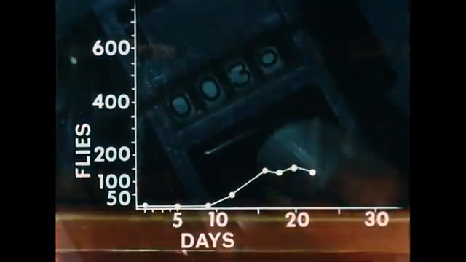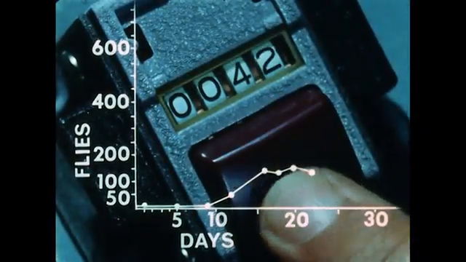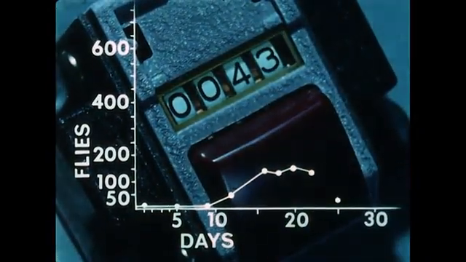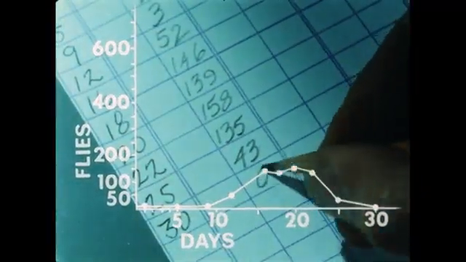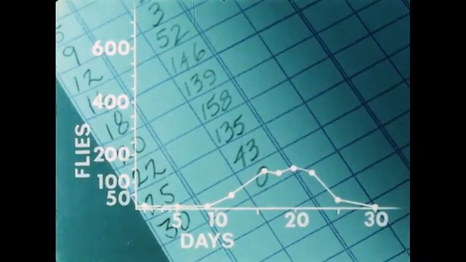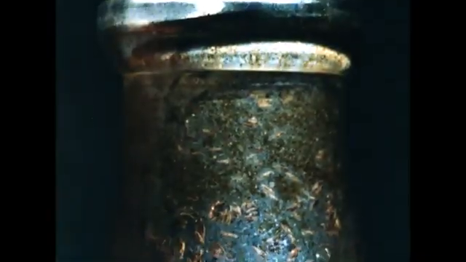On the 25th day, the population has dropped to 43 flies. By the 30th day, there are no live flies in the bottle. As the food supply and the environment became contaminated, the population of fruit flies at first leveled off in a state of equilibrium. Finally, the fruit flies died, all of them.